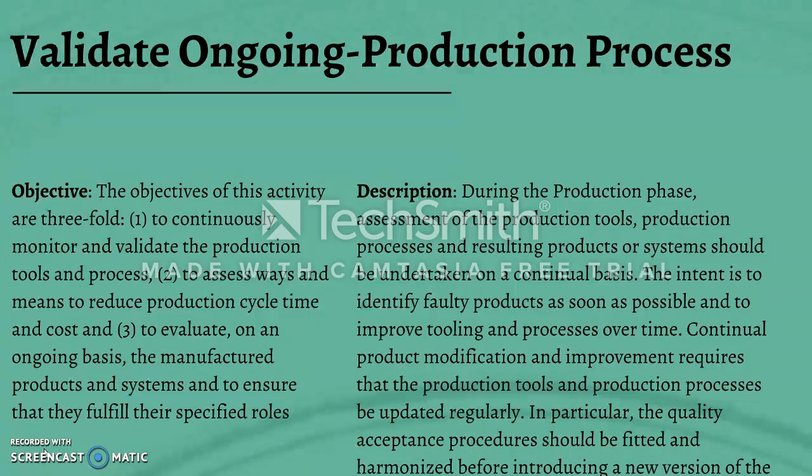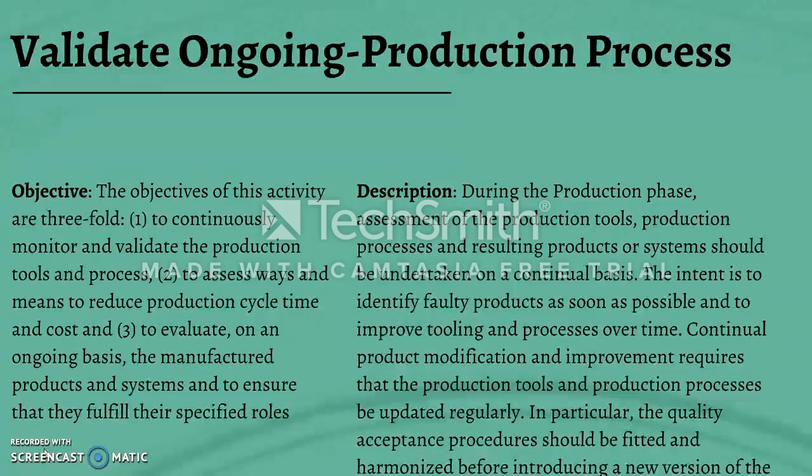Description. During the production phase, assessments of the production tools, production processes, and resulting products or systems should be undertaken on a continual basis. The intent is to identify faulty products as soon as possible and to improve tooling and process over time.